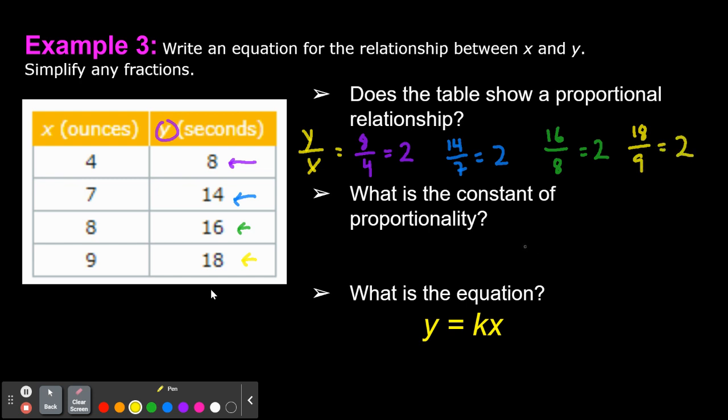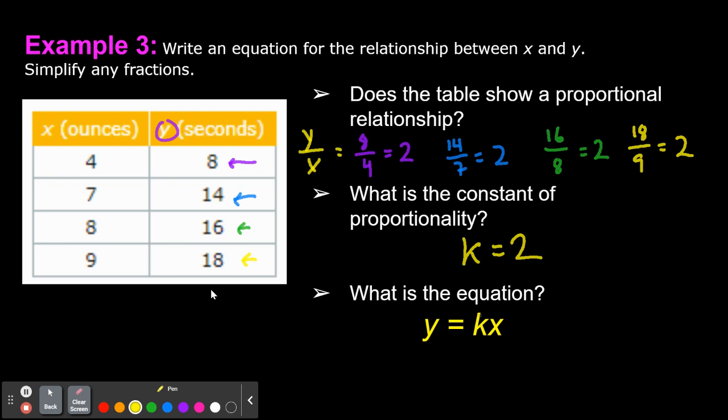So what is the constant of proportionality? So first of all, yes, we have a proportional relationship because all of our unit rates are the same. If we have a proportional relationship, then there exists a constant of proportionality. And that constant of proportionality is our unit rate. It's the same thing here. So k is equal to 2.